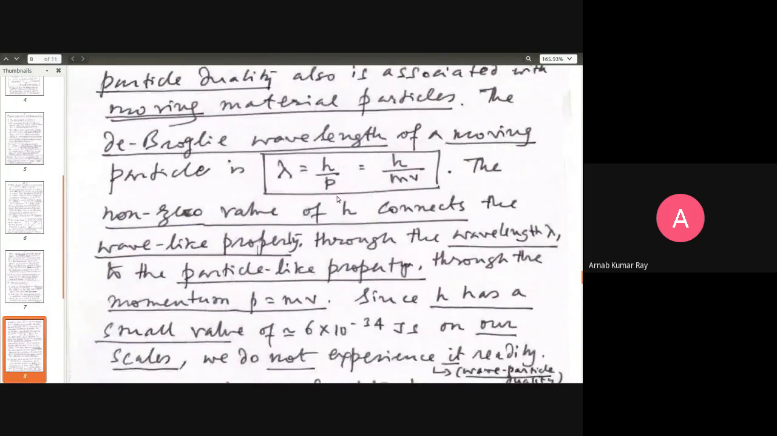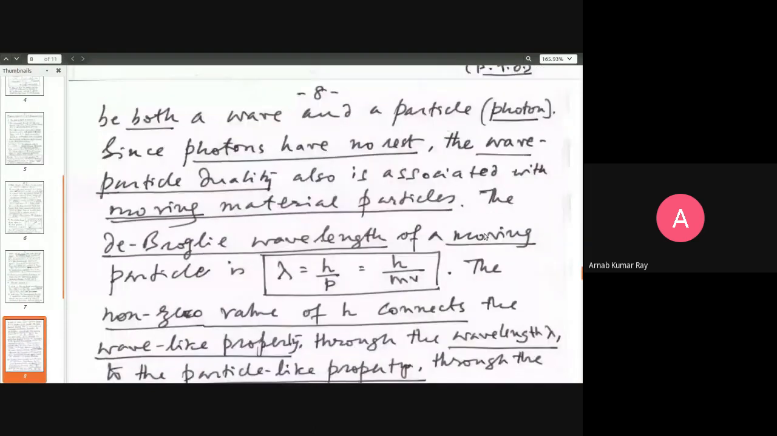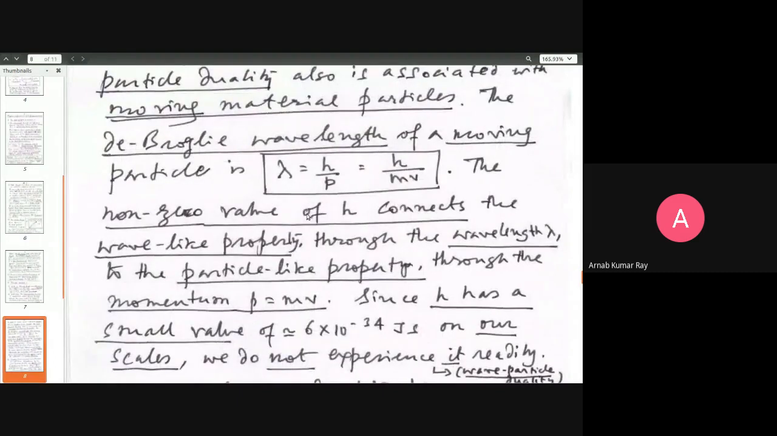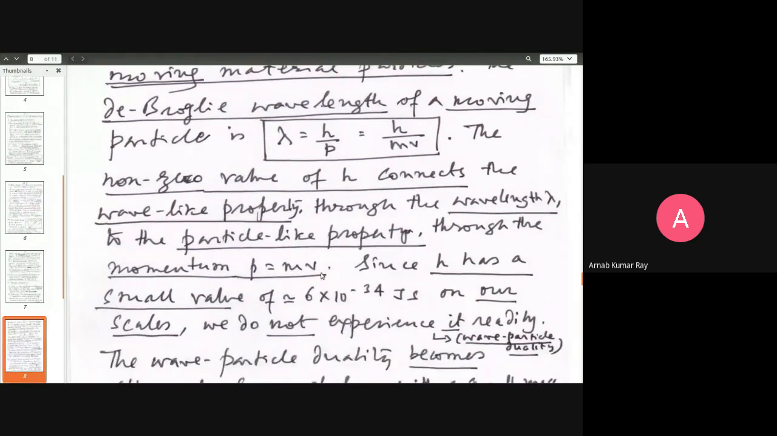But look at the implication of this formula. The right-hand side gives you a particle-like attribute, and the left-hand side gives a wave-like attribute. And the bridge between the two is h. If h were to have a zero value, then lambda and p would not have been connected to each other. But the fact is that I've written something over here. The non-zero value of h connects the wave-like property through the wavelength on the left-hand side to the particle-like property through the momentum p, which is equal to mv.